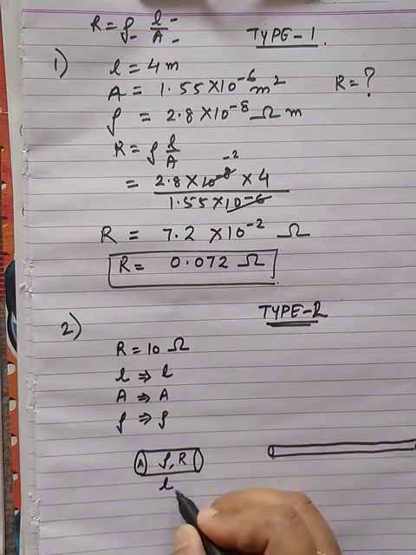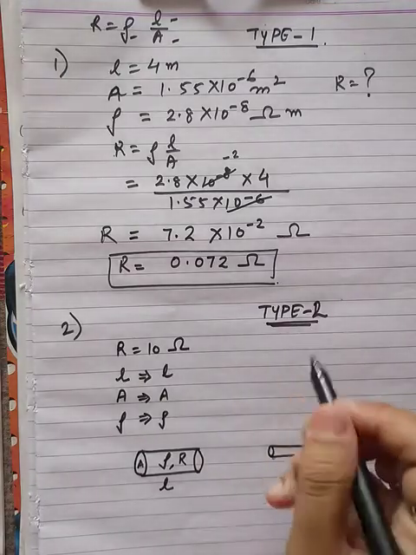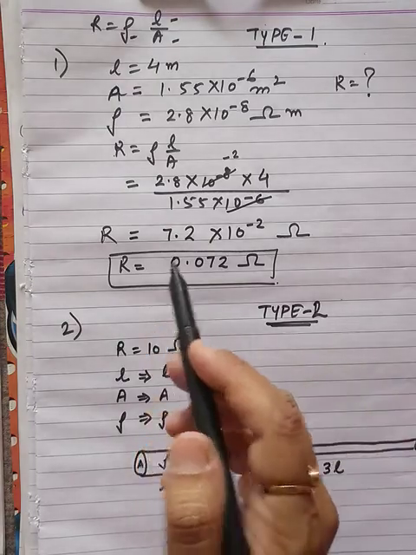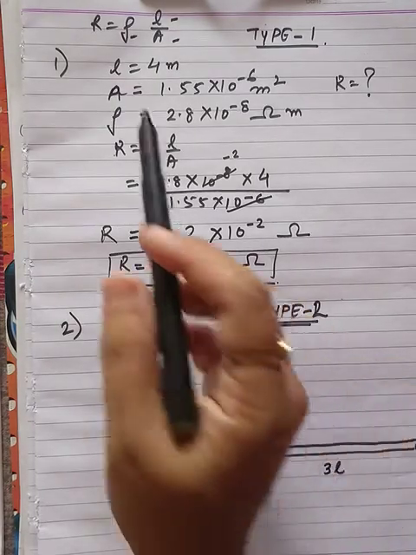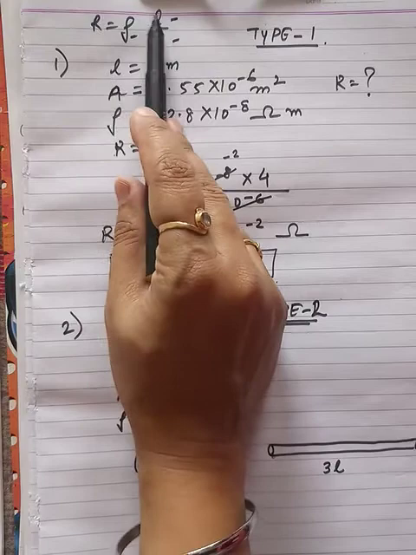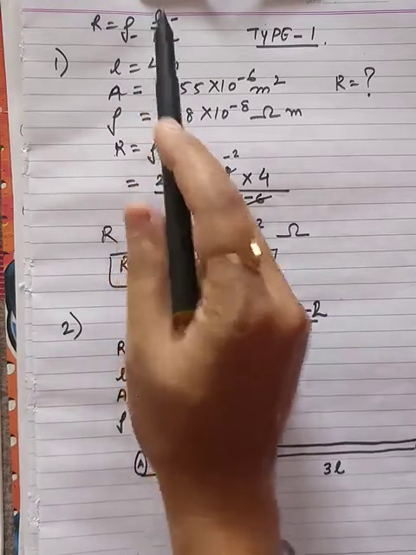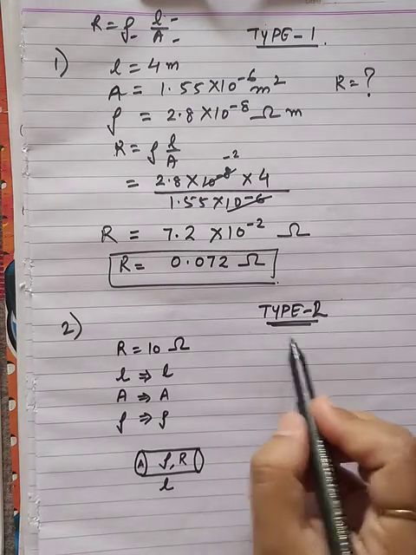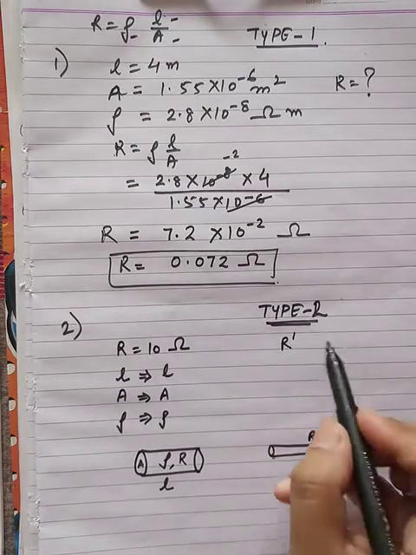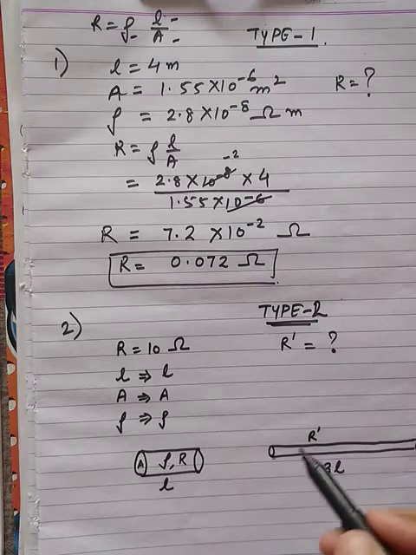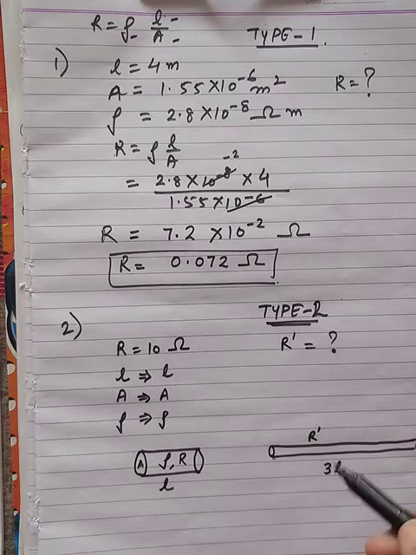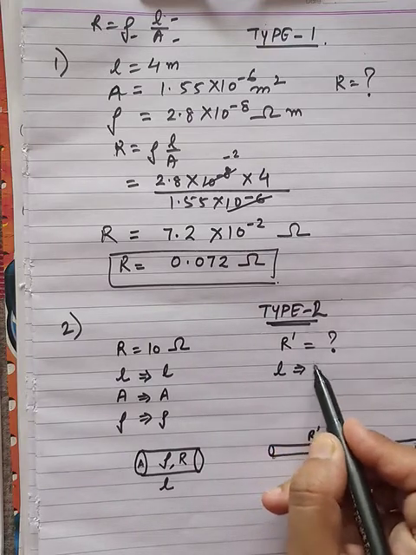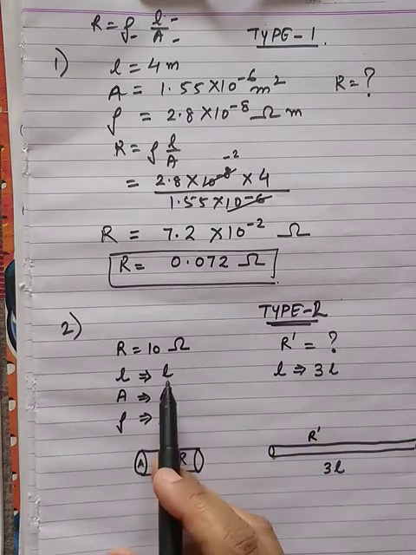So when the length becomes 3 times, it becomes 3L. Resistance will also change because it depends upon the length. According to this formula, resistance is directly proportional to length. So I will consider the new resistance R dash, that we have to calculate. Its length becomes 3L, so the length in this case is 3 times of the earlier case.